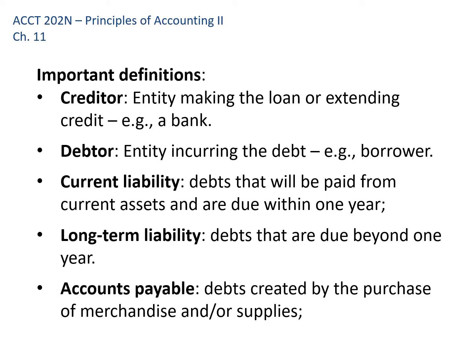First of all, the creditor is the entity making the loan. So it's the bank, it's the supplier, it's the lender. The debtor is the person incurring the debt. So if you go buy a car, the car dealership is the creditor and you are the debtor.